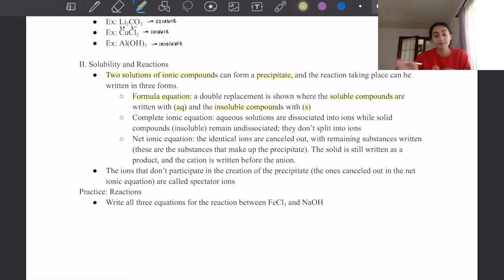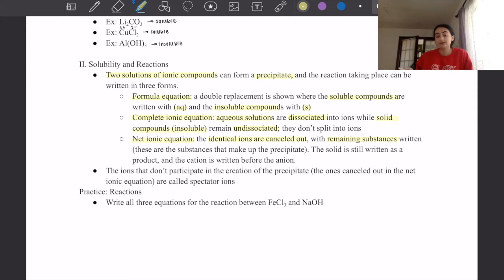We don't split anything up. It's just like double replacement equations we've learned previously. You just write parentheses AQ or parentheses S. Then we have the complete ionic equation, where aqueous solutions are dissociated into the ions, which we learned about in the previous video, and solid compounds that are insoluble remain undissociated, so they do not split into ions. Then finally, we have the net ionic equation, where identical ions are canceled out and remaining substances are written out in the equation as reactants.